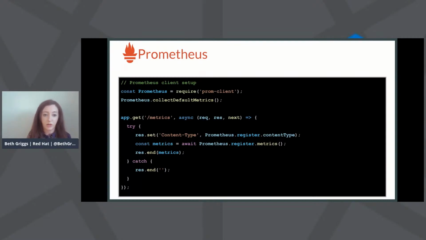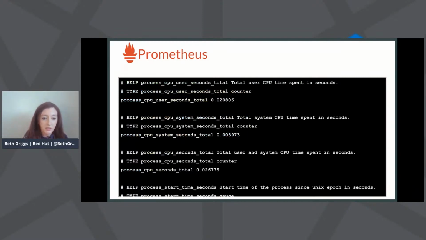Then every time a request is sent to the /metrics endpoint, it will use the underlying implementation of prom-client to scrape some metrics, things like CPU time, heap size usage, etc. Spit that out in plain text, and then Prometheus reads that text format and can collate it. And this is an example of what the Prometheus metrics would look like.